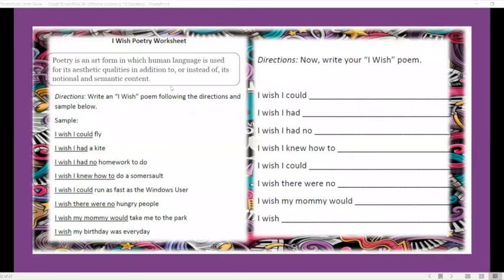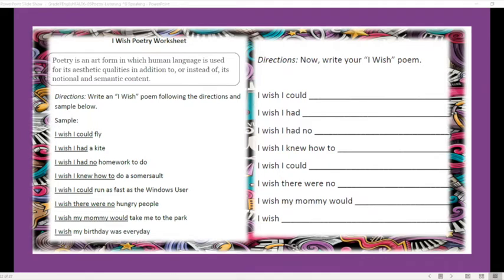Poetry worksheet. This is where we actually do a little activity about what we've been learning. So poetry is an art form, okay? We make it very descriptive and interesting so that it'll catch your attention and you can share feelings and everything. So now try and write your own I wish poem. There's an example. Every sentence starts with I wish. I'm going to read the example for you, but you mustn't copy it. You've got to think of your own endings.